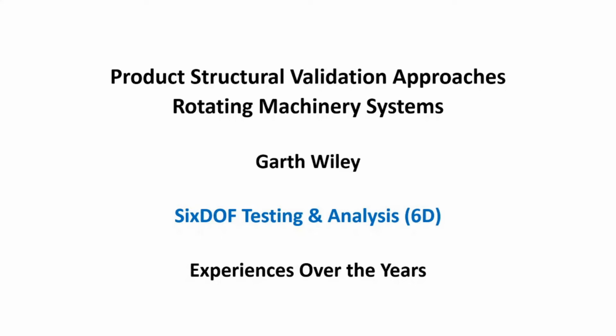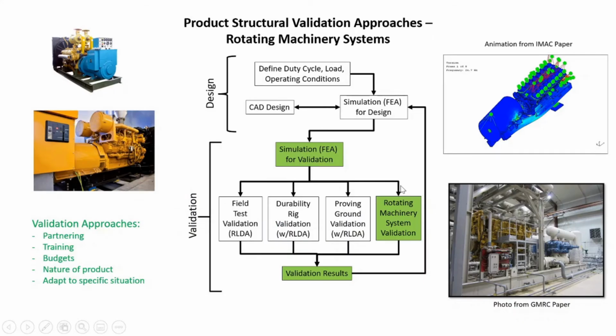Today we're going to talk about product structural validation, particularly from a rotating machinery systems approach. And the material we're covering today is heavily weighted by our experiences over the years, particularly in reciprocating types of rotating machinery. In a previous video, we had discussed a number of different validation approaches.